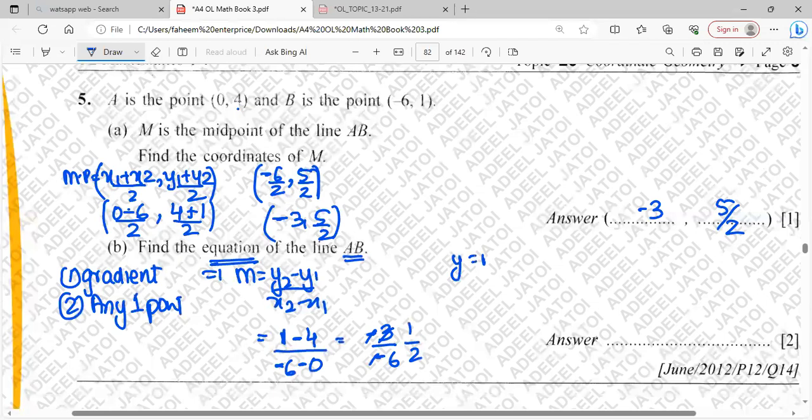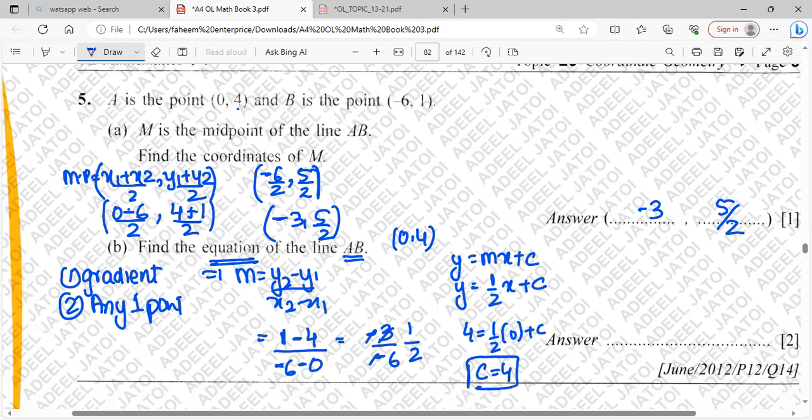Then you have y is equal to mx plus c. Your m is 1 upon 2, so y equals 1 upon 2 x plus c. Obviously, I can use any one coordinate out of these two. So let's use (0, 4). Your x is 0 and y is 4. So y is equal to 1 upon 2 times (0) plus c. Anything multiplied by 0 is 0. c becomes 4. So your end result for the equation of the line will be y is equal to 1 upon 2 x plus 4. So this will be your answer for the equation of AB.